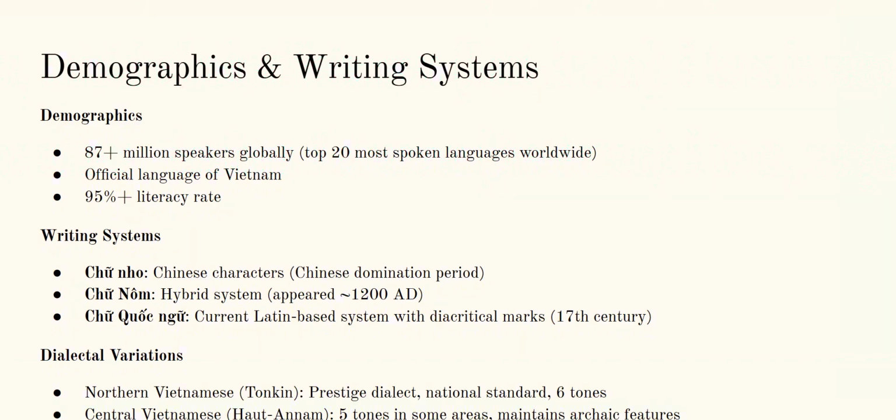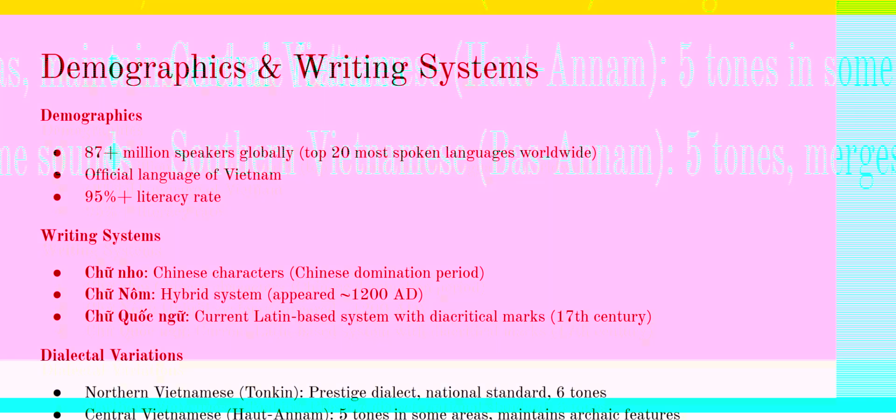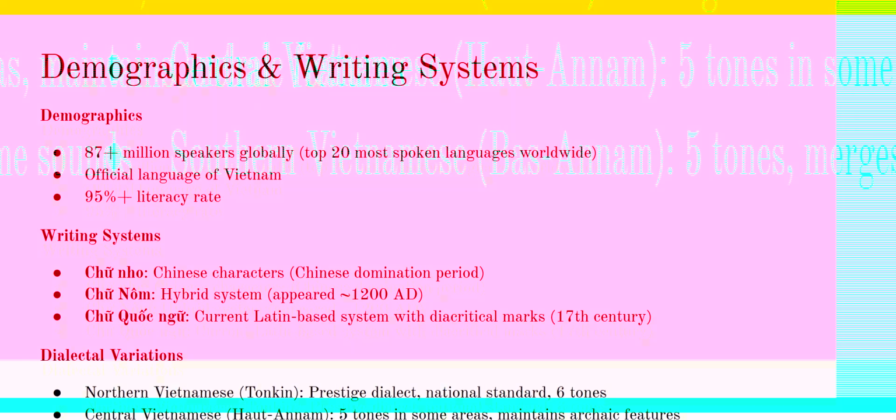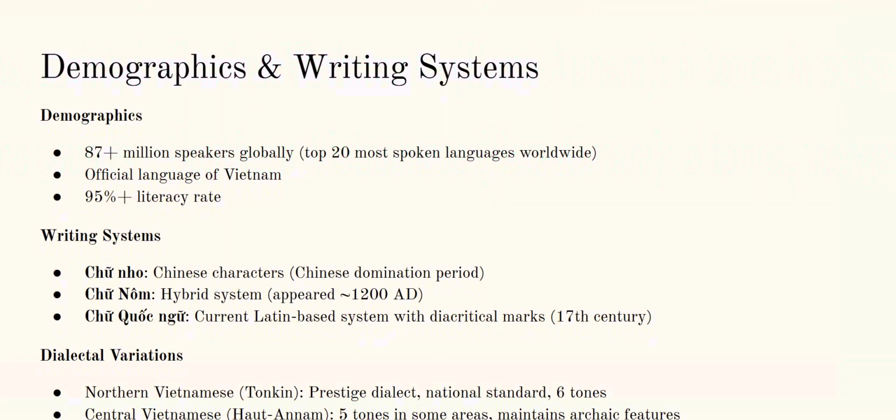As for writing systems, several were developed over the years. The first was Chu Han, which was basically Chinese characters. Then Chu Nom, a hybrid system of Chinese and Vietnamese, and then the Latin script was properly introduced, Chu Quoc Ngu. This was the Latin-based system with diacritical marks to highlight different tones.